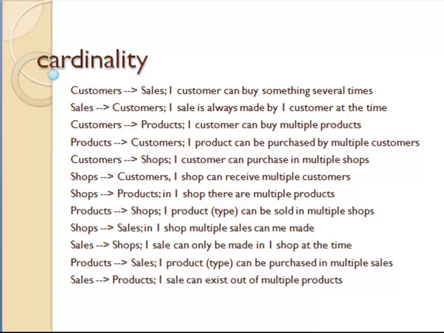Right, let's look at the relationships. Customers have a relationship with sales. One customer can buy something several times. We tend to use the word many, as you'll see as we go along, instead of several. Sales has a relationship with customers. One sale is always made by one customer at a time. Customers have a relationship with products. One customer can buy multiple products. Products have a relationship with customers. You see how it's on both sides, left and right. One product can be purchased by multiple customers.